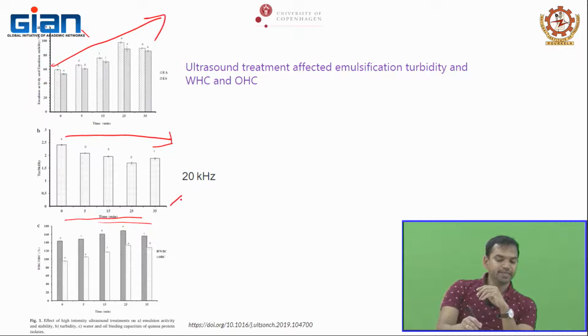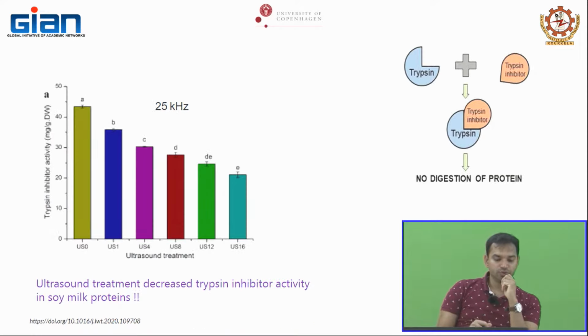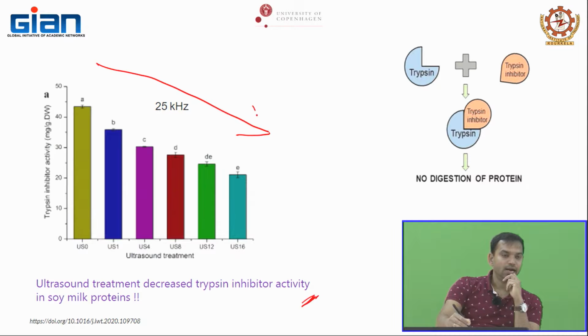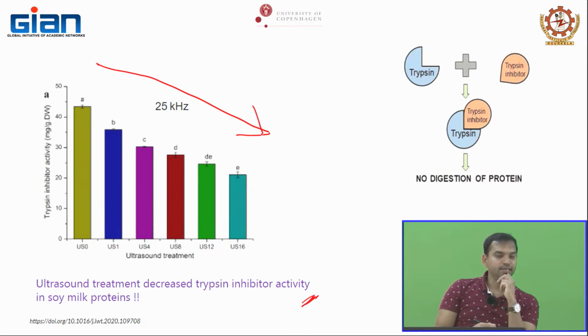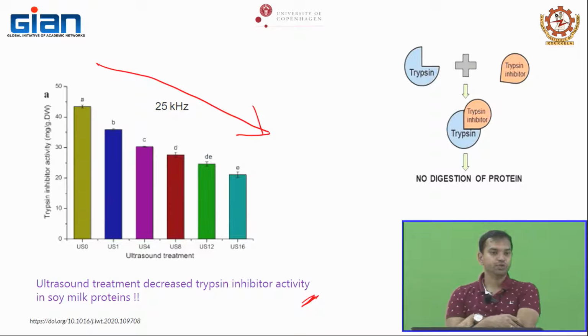And why does turbidity change? Reduction in the particle size. So, you can use ultrasonication to do these things. This is a nice paper I saw. They found that ultrasonication inactivates trypsin inhibitor, which is super cool, because trypsin inhibitor is an inhibitor of digestion. So, that problem can be solved using ultrasound treatment, okay.